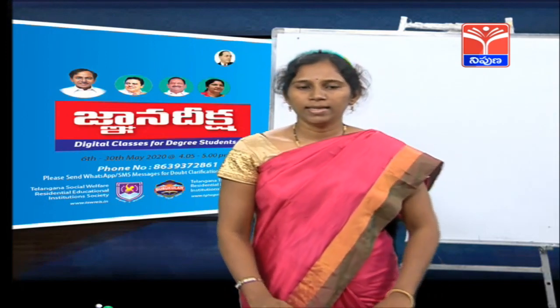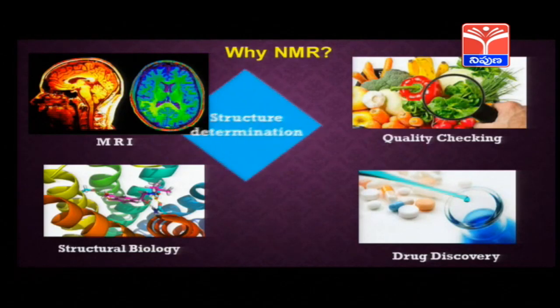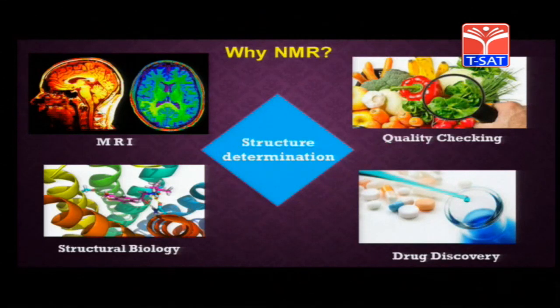Dear students, look at the slide. The proton NMR is meant for only structural determination, and this proton NMR technique is used in magnetic resonance imaging, which is popularly called as MRI scan. And proton NMR is also used in quality checking in food material, structural biology, and widely used in drug discovery process. You see, dear students, from small laboratory to the worldwide research centers, the researchers are struggling a lot to get a vaccine or a drug for COVID-19.